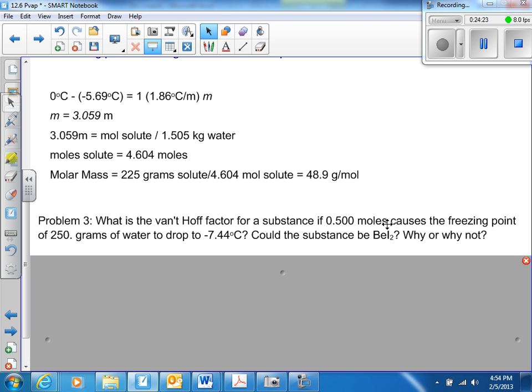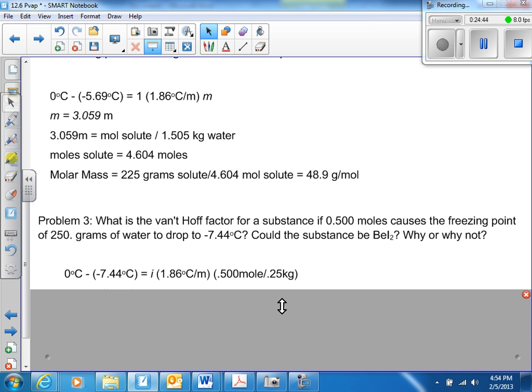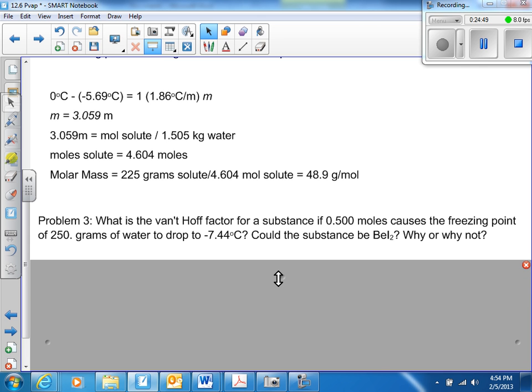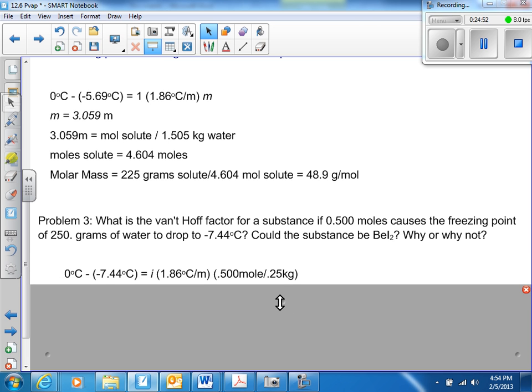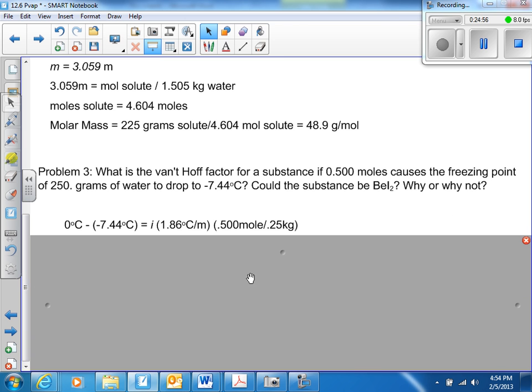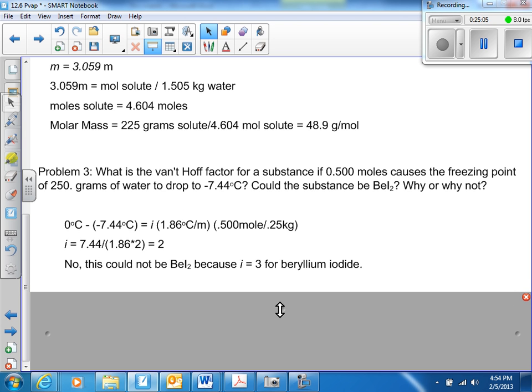Okay, number 3. What is the Van 't Hoff factor for a substance if 0.5 moles causes the freezing point of 250 grams of water to drop to negative 7.44 degrees Celsius? We have water again. We'll use the Kf for water. Water is our solvent, so we're going to use these kilograms. We have our moles, so we can get molality. We just plug everything into our equation. If you want to do this on your own, stop looking at this, pause, and do it on your own. But you just plug everything right into the Delta Tf is i Kf m equation. So molality, moles per kilogram. Kf is right here. Here's your delta Tf. And we're just going to solve for i, and very easy.